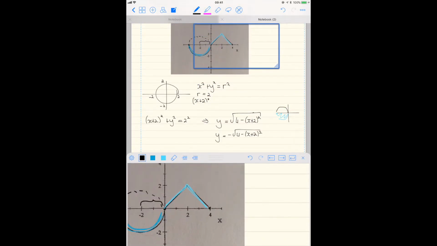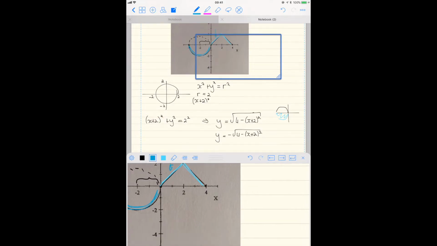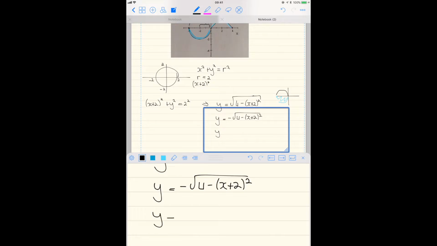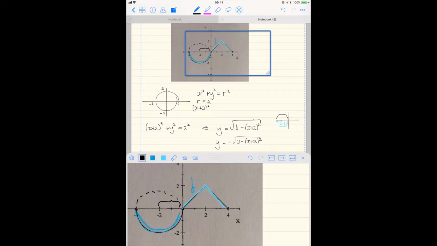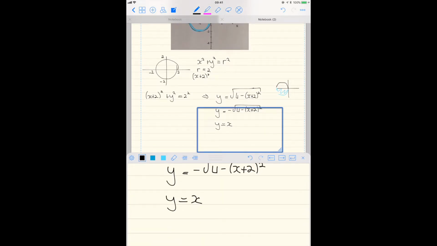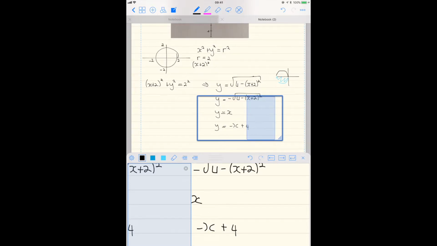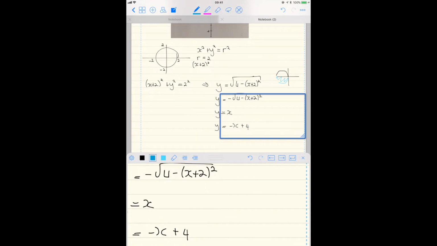Now let's move on to the straight lines. Now this one, you can see, is just y is equal to x. So we're going to have here y is equal to x. The second part is also a straight line, but it has a negative slope and cuts the x-axis at 4. So we're going to have y is equal to minus x plus 4. Then these are the three parts to our piecewise function f(x).